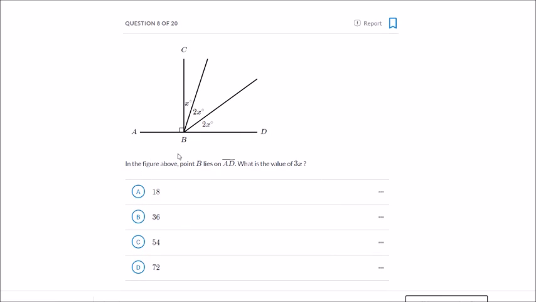Okay, in the figure below, point B lies on AD, so what's the value of 3x? We can see that this is a right angle, so this has to be a right angle as well. Do I have my cursor? I don't have my cursor. I need my cursor. Capture cursor.